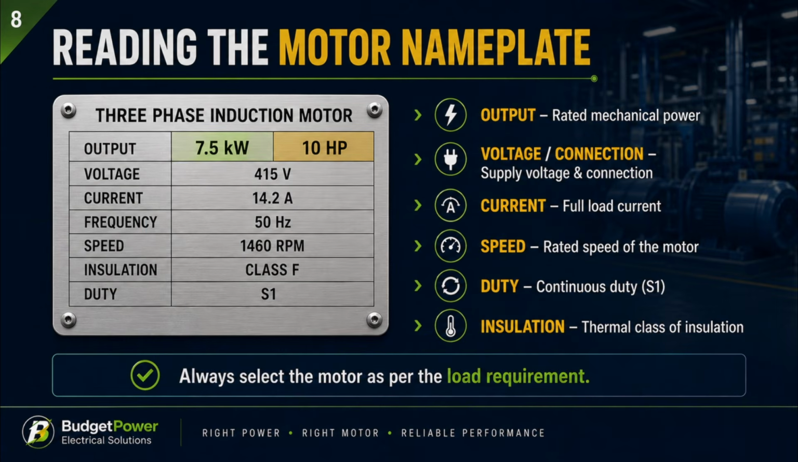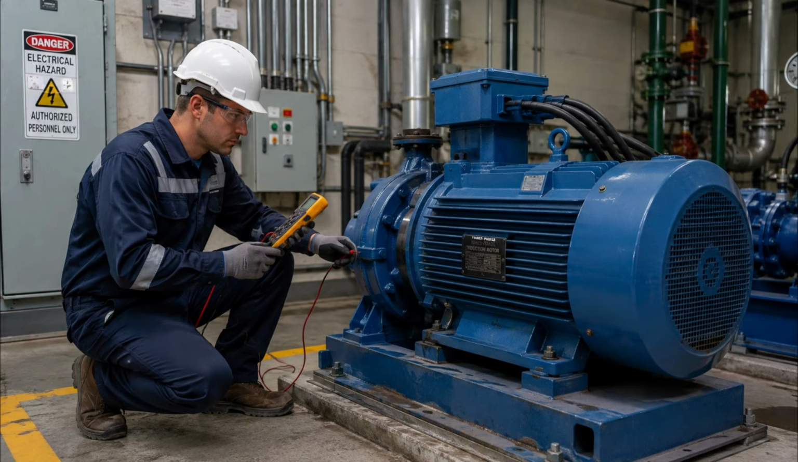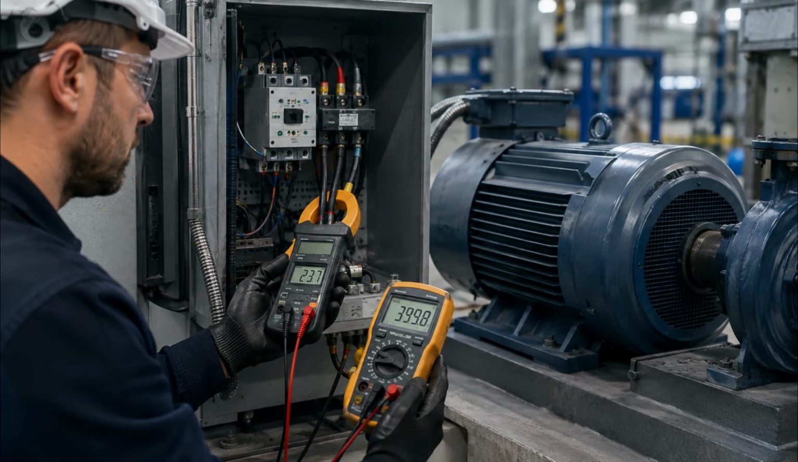So when you're working in the field, this is where everything becomes practical, the motor nameplate. Here, the 7.5 kilowatts or 10 HP value represents the rated mechanical output power. Then we have the supply voltage, rated current, frequency, speed, insulation class, and duty rating. As an electrician, don't look only at the kW value. All of these nameplate values work together when you are selecting the motor, connecting it correctly, setting protection, or troubleshooting a problem. Now let's bring the whole lesson together.